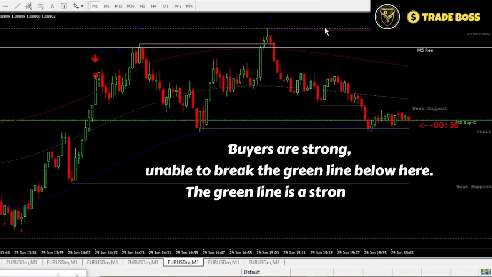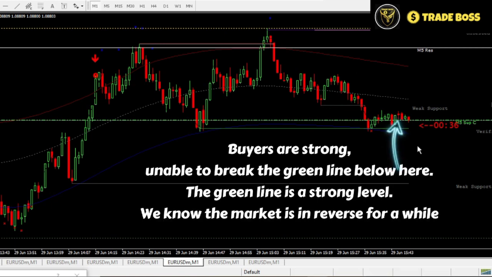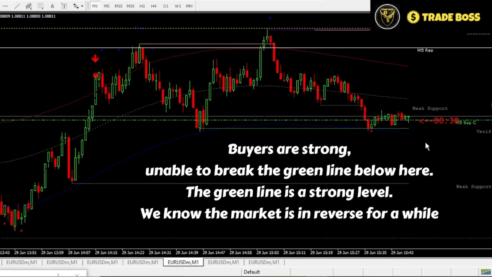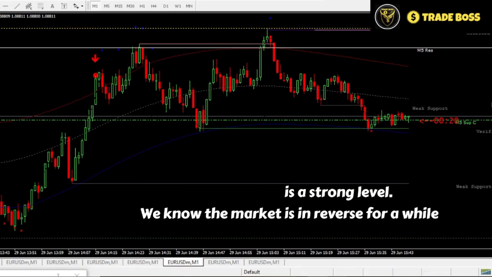Buyers are strong, unable to break the green line below here. The green line is a strong level. We know the market is in reverse for a while.